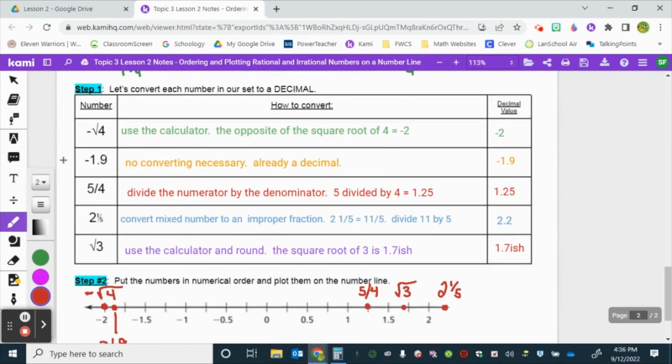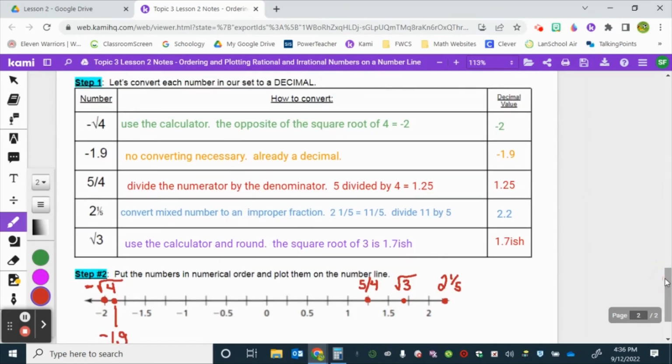Scroll down to the second example, same thing. Please make sure you are understanding how we convert each number into its decimal form and then please make sure you understand why these numbers are located where they are on the number line. If you have any questions, please do not hesitate to ask.